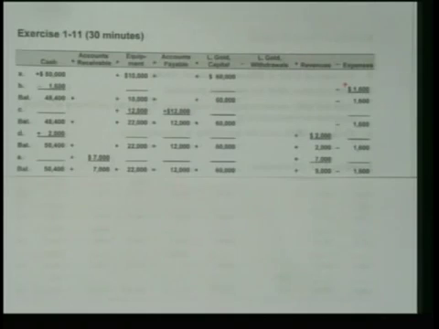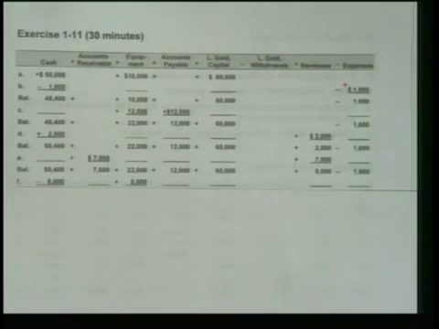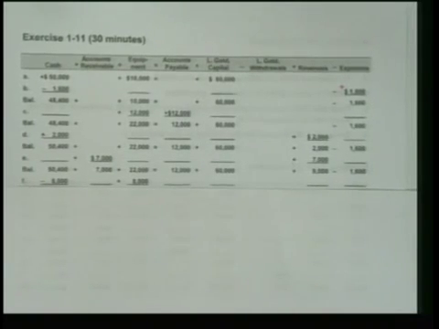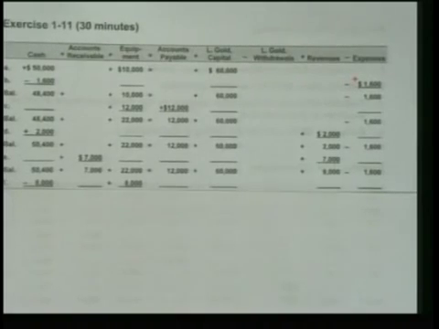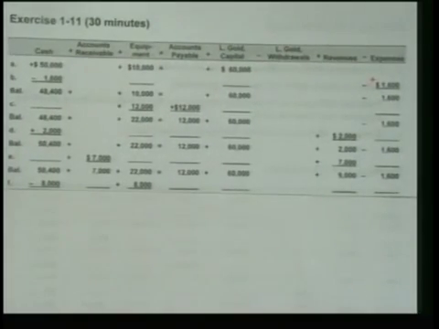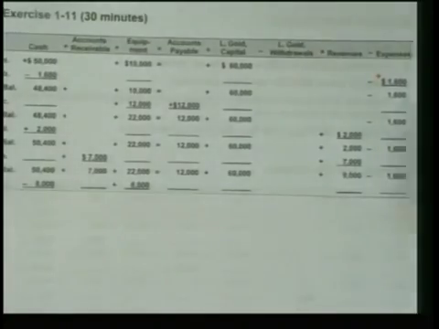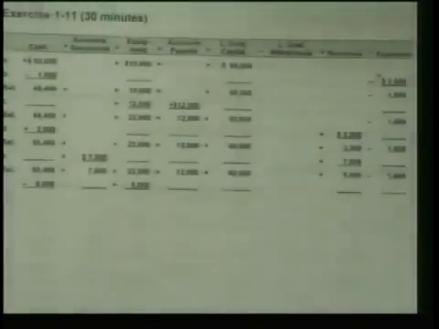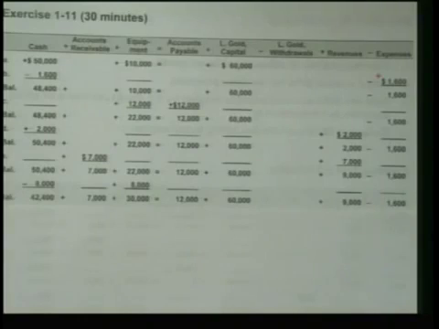Okay, transaction F. The company purchased additional equipment for $8,000 cash. Cash goes down by $8,000. Equipment goes up by $8,000. Right? Does that make sense? See if I can get that a little larger. Okay, I know this one's kind of hard to see the answers. Okay, they refigure the balances. Assets still equal liabilities plus owner's equity.